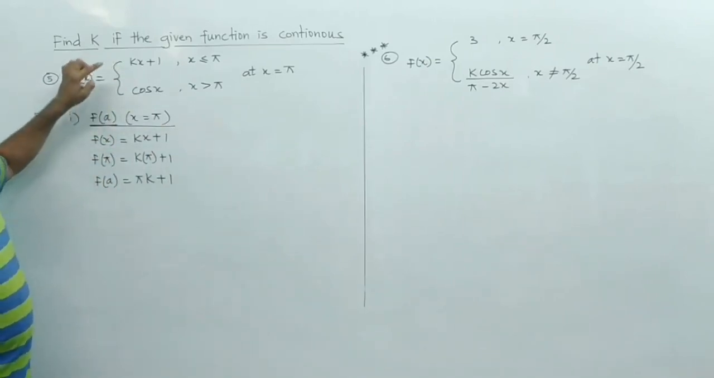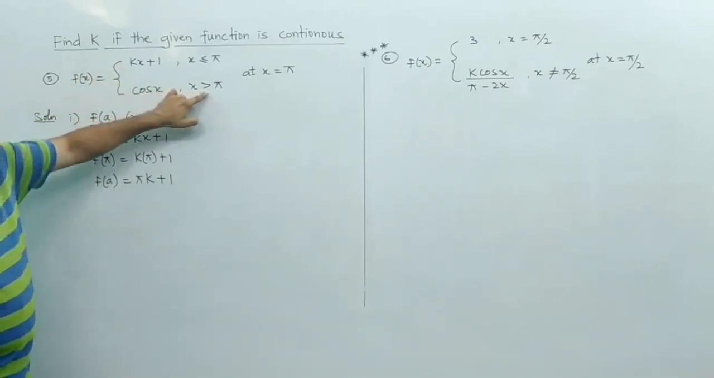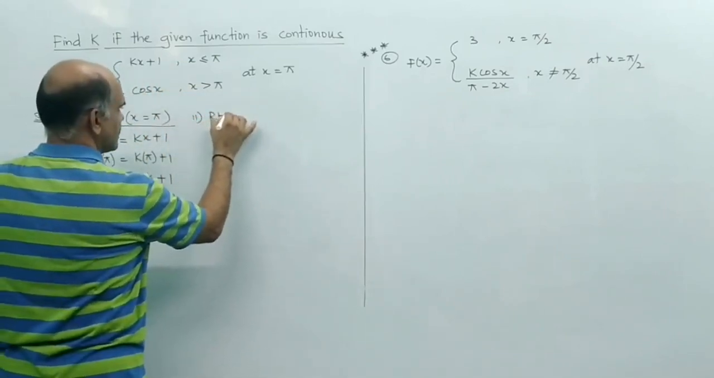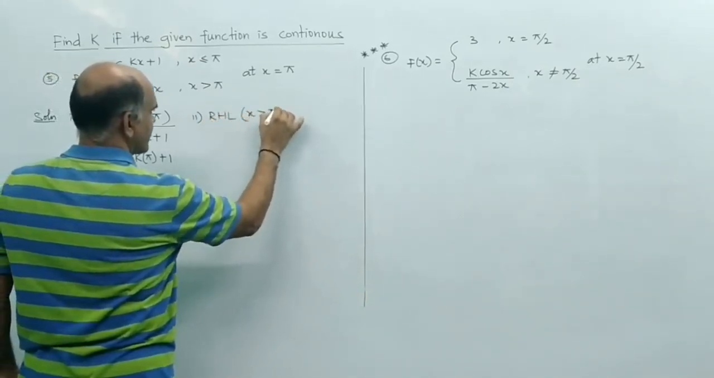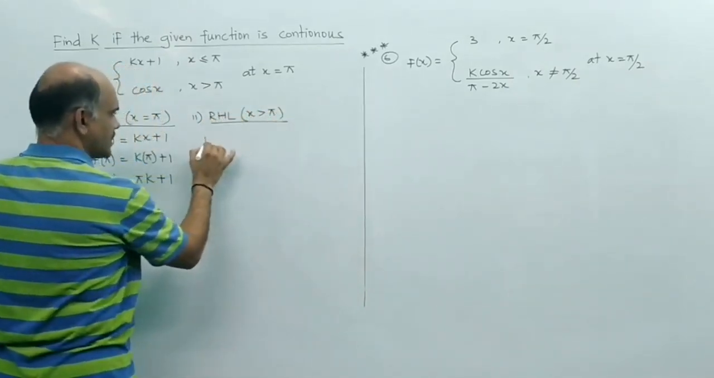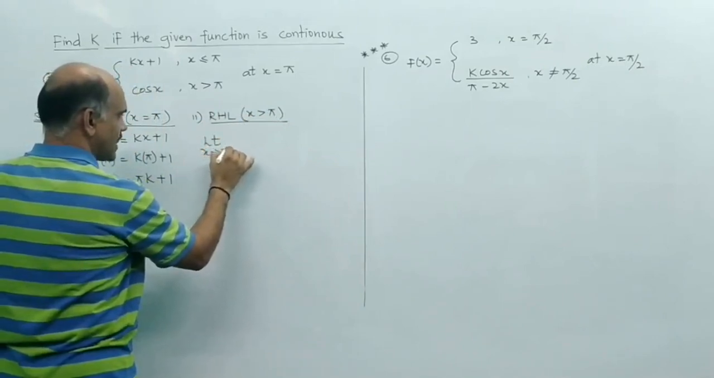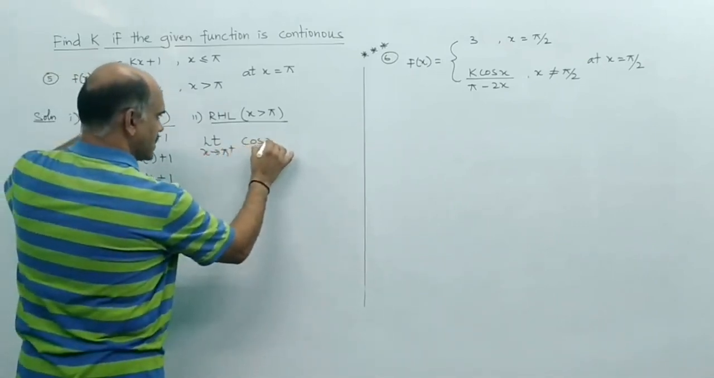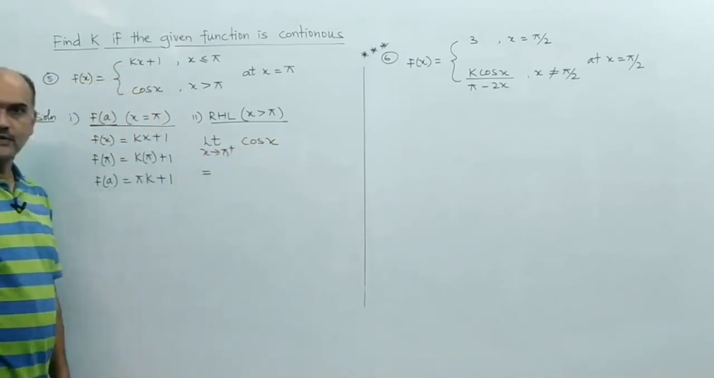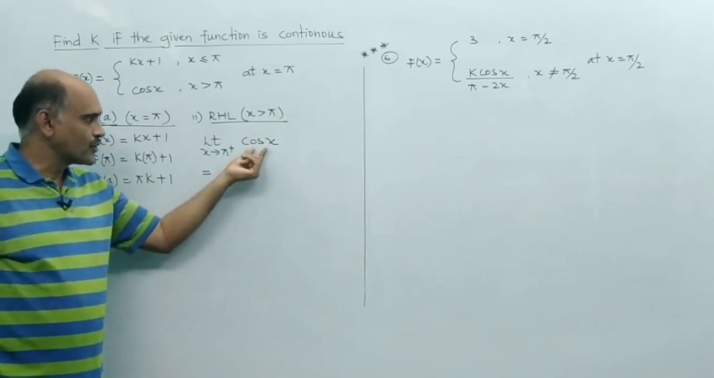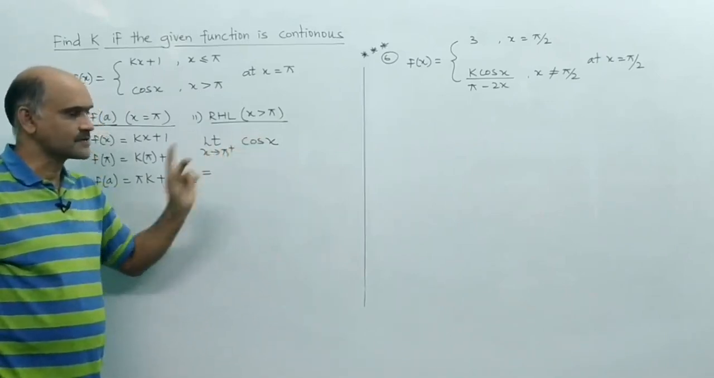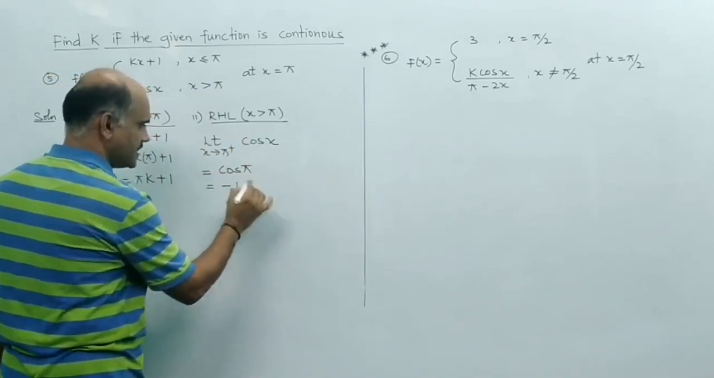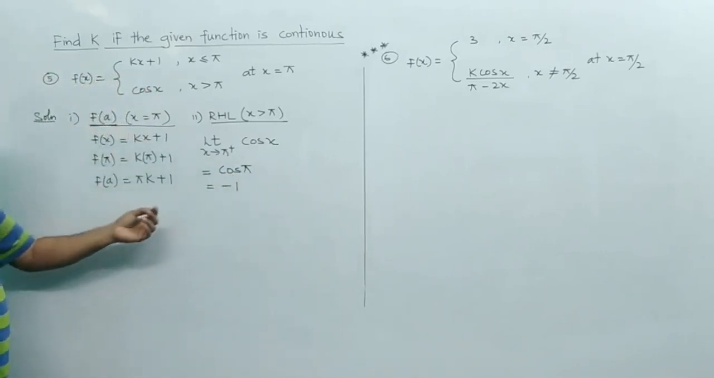Another function, which does not have k, means I am required to take RHL. So second, I will take RHL. When x is greater than pi, limit x tends to pi plus, the function is cos x. In the previous session I told you, the denominator is 1, so you can directly substitute pi. So this is equal to cos pi, which is minus 1.